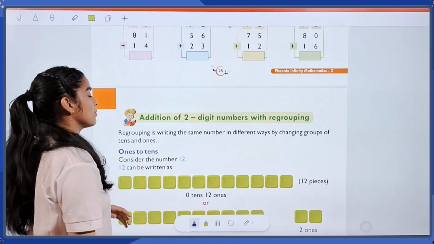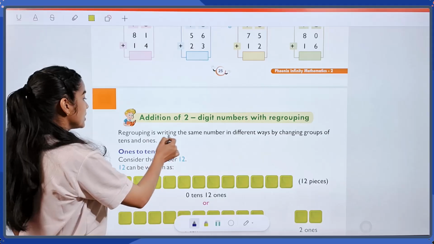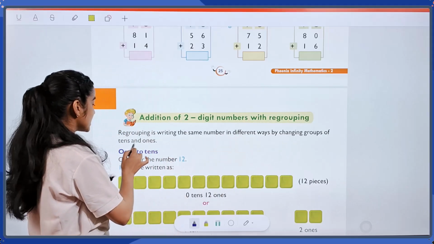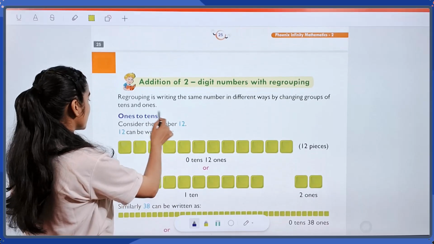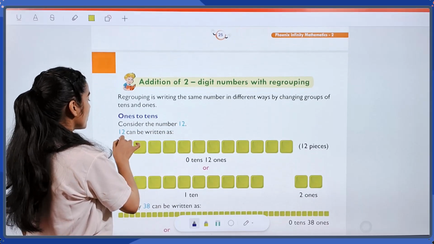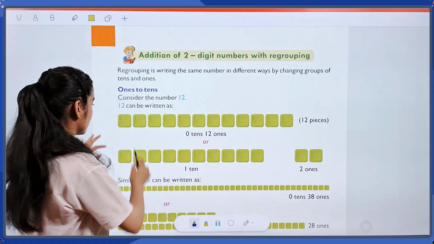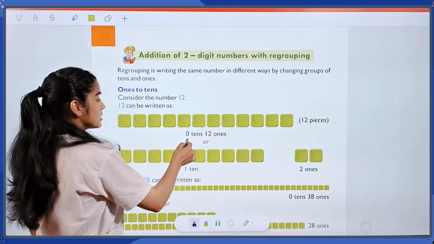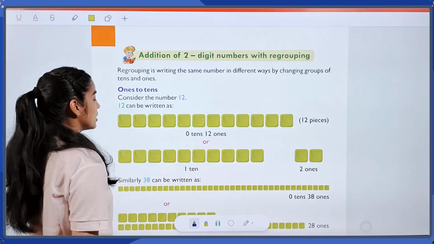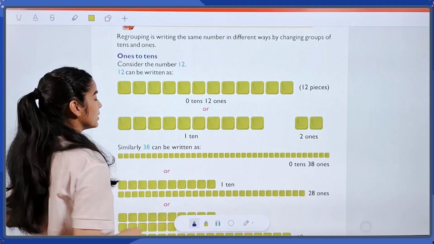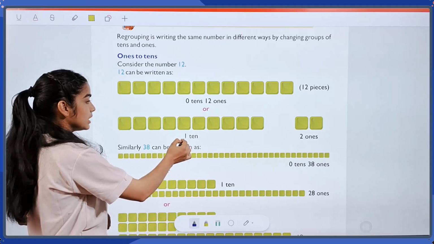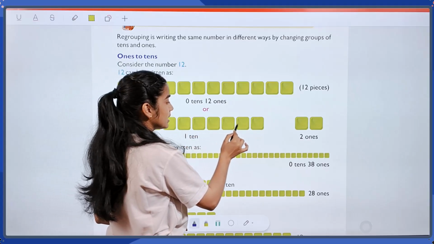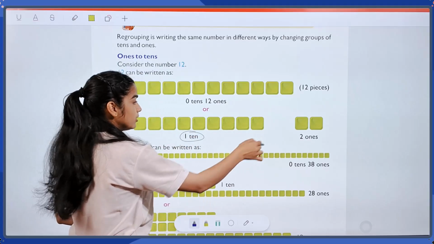Addition of two-digit numbers with regrouping. Regrouping is writing the same number in different ways by changing groups of tens and ones. Ones to tens. Consider the number 12. 12 can be written as 12 ones: 1, 2, 3, 4, 5, 6, 7, 8, 9, 10, 11, 12. 0 tens and 12 ones. Now we can write the same number 12 in a different way, which is 1 ten and 2 ones. So we have 1, 2, 3, 4, 5, 6, 7, 8, 9, 10, 1 ten and 2 ones.